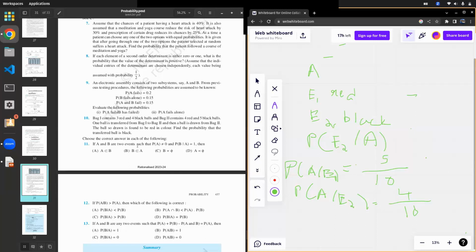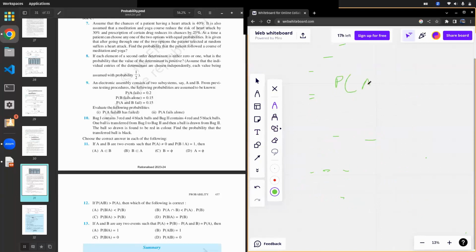If A and B are two events such that probability of A is not equal to 0 and probability of B given A is equal to 1. So it is given probability of B given A is equal to 1. This implies probability of A intersection B is equal to probability of A. So this is only possible when A is a subset of B, since the probability of A intersection B is equal to probability of A. So the correct option will be option A.